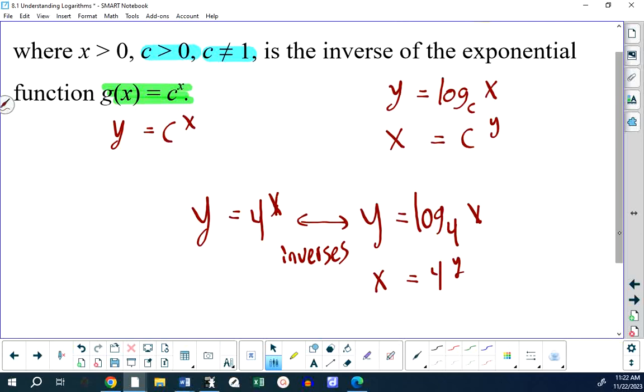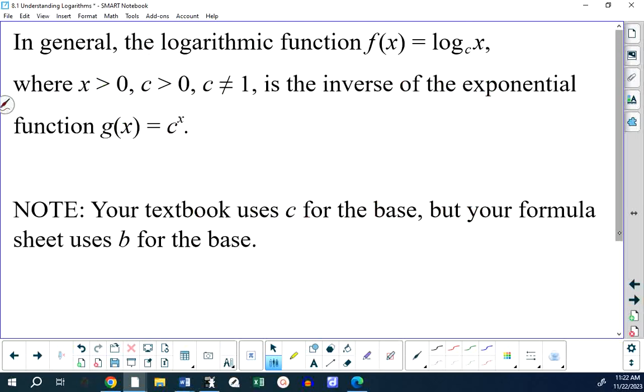Again, this is not for the casual thinker. You're just going to sit there and go, yeah, I'll figure it out. No, you got to start figuring it out now. It's a totally new language. This is why some people struggle with logarithms. It's something new. You've been dealing with square roots and divided by for years. You've never seen a logarithm before. Same thing I feel as though I have to say: textbook uses C, but your formula sheet uses B.